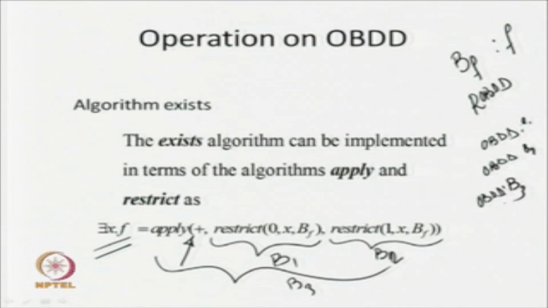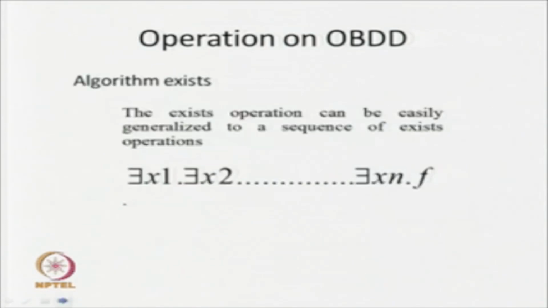Now, it may not be a reduced one. So, to the resultant BDD I am going to use the reduce algorithm. So, eventually I am going to get the ROBDD. So, the order of the variables of this particular BDD is the same as the order of B f. So, this is the way that we can find out the restriction on some variable. So, this way we can find out the restriction of this particular given function f.